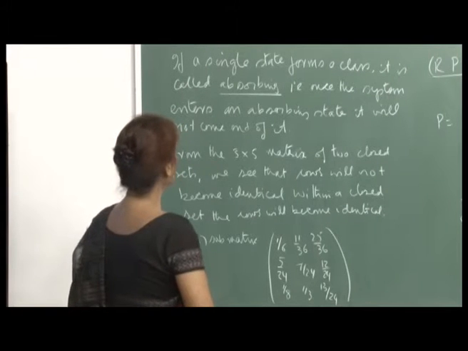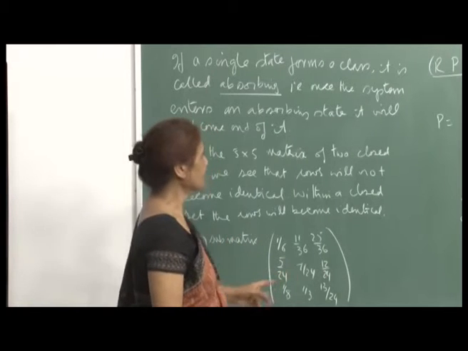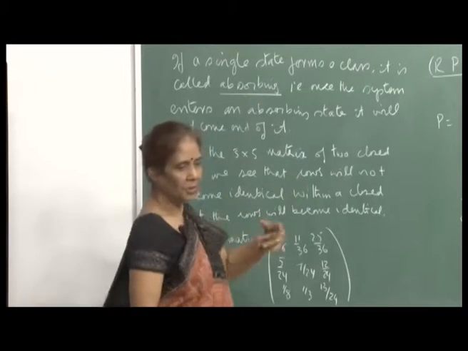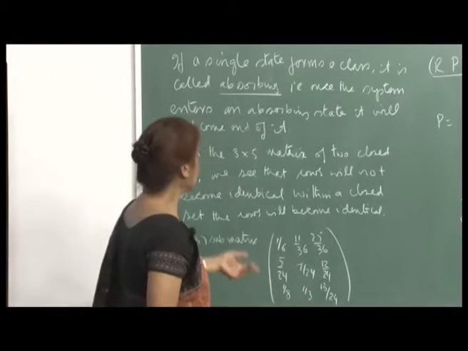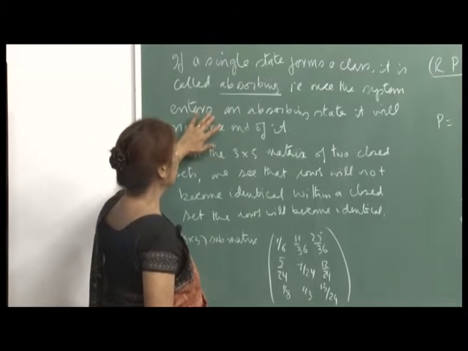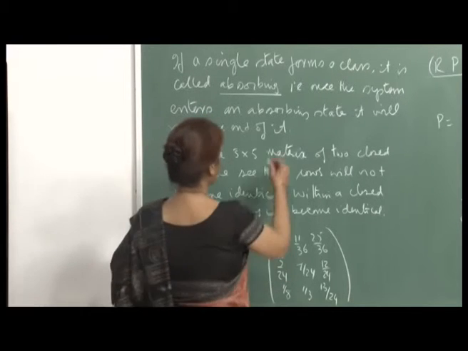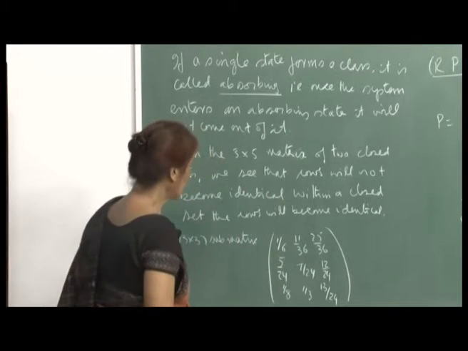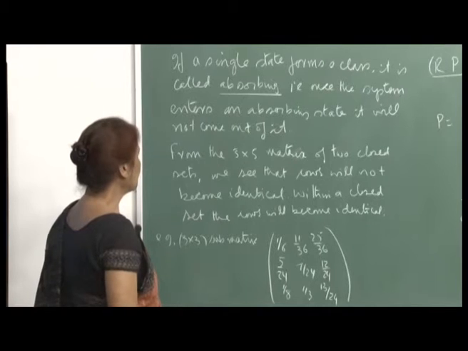If a single state forms a class, that means there is only one state in a class, it is called absorbing, because the state is not communicating with any other state, it is just communicating with itself. So once the system enters an absorbing state, it will not come out of it. We will just look at examples for all these kinds of states that we are talking about.